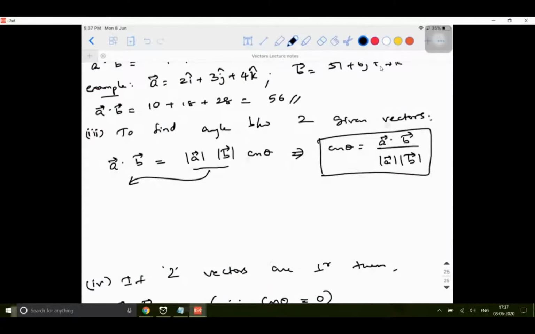Yeah, that's fine. See, this third one is a very important one. Sometimes they will give you two vectors and ask you to find the angle between both the vectors. Let us say A vector is equal to, I am taking a very simple vector, i cap plus j cap. B vector is equal to i cap minus j cap. Find the angle between these two vectors using the above formula.